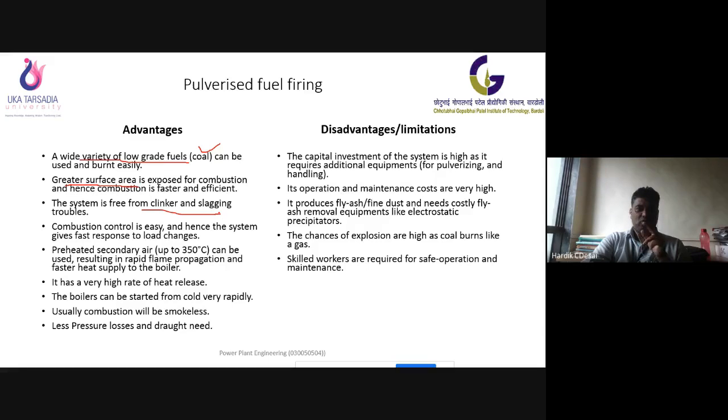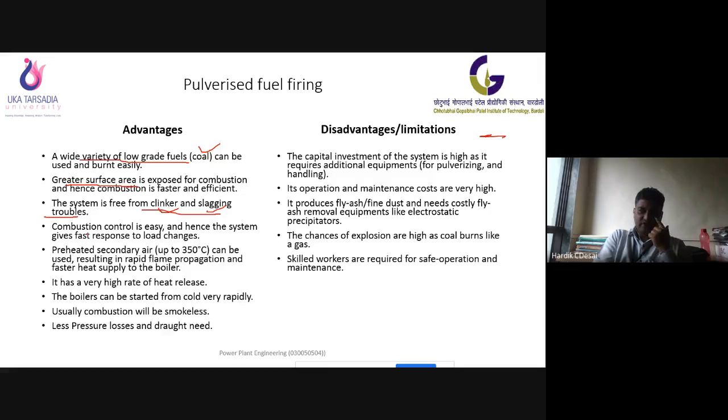Some molten ash also sticks to the furnace walls or boiler tubes, and this is called slagging. Slagging and clinker are inherent problems of the Stoker furnace. In the case of the pulverized fuel firing system, you can eliminate these troubles. So this is one of the most important advantages of the pulverized fuel firing system.